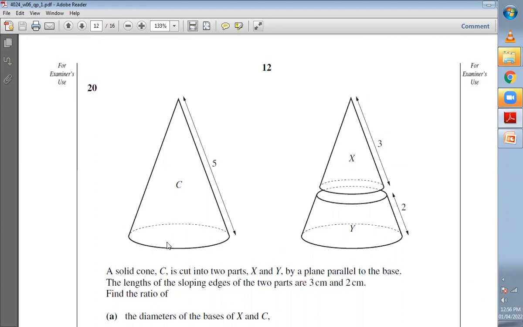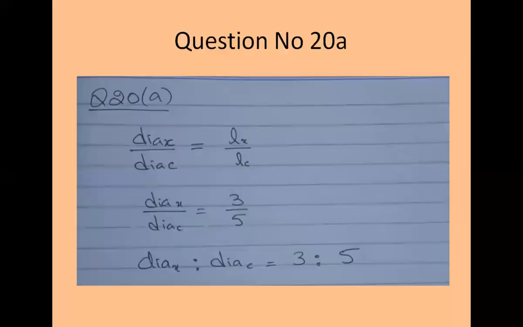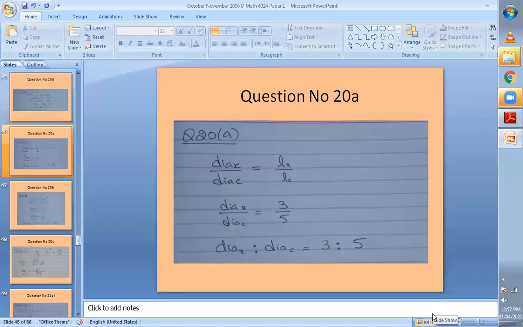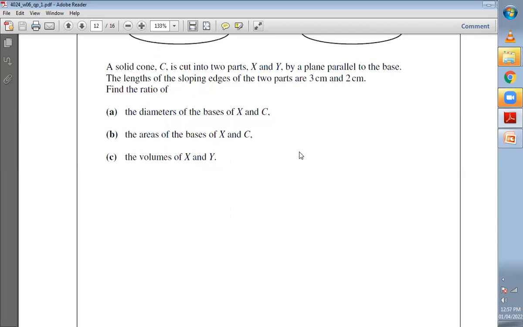The diameter ratio we want to find out, X to C, will be equal to the ratio of their slant heights. Very simple. They are similar to each other. So the diameter of X divided by the diameter of C will be equal to the slant height of X over the slant height of C. So the diameter of X by the diameter of C will be 3 by 5. So diameter X ratio diameter C will be 3 ratio 5. Hopefully you understand. They are similar to each other, so their diameter ratio will be equal to the ratio of their slant heights.